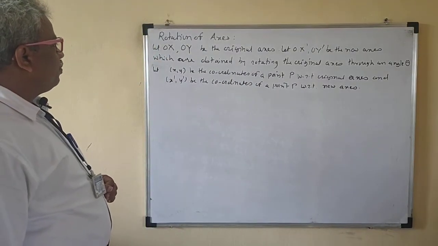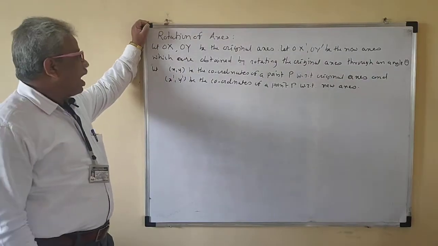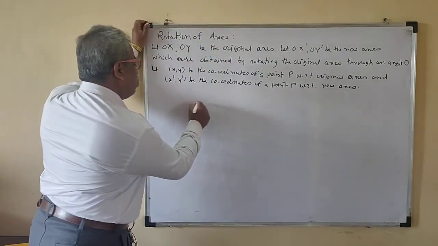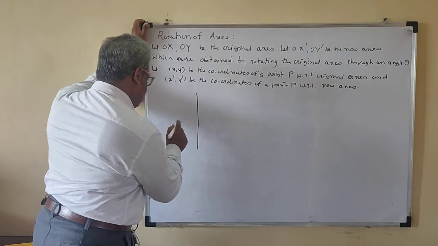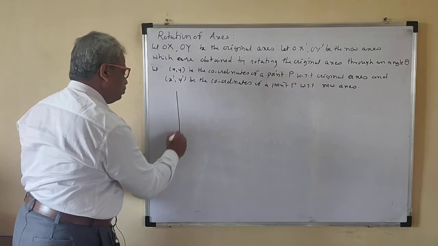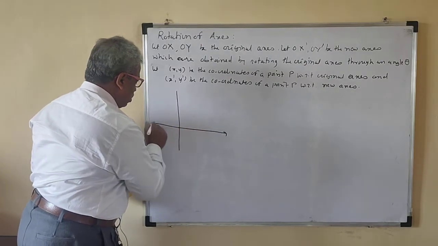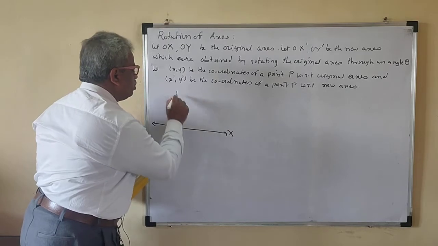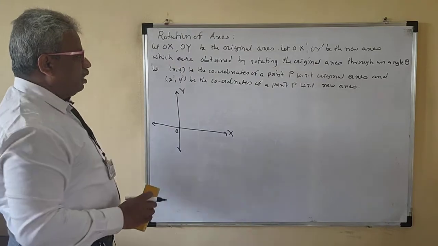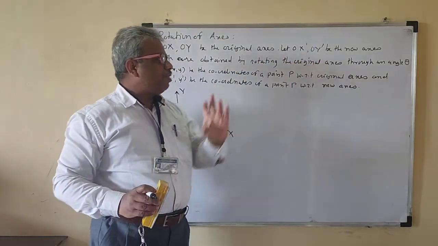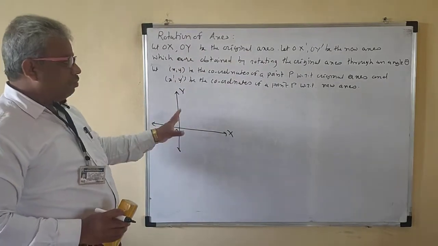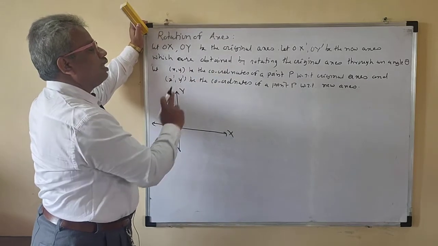Now today we'll see the next point: rotation of axis. Let OX and OY be the original axis. We'll draw this here so that we get enough space. Let OX prime, OY prime be the new axis. Rotation of the axis means we have to rotate the frame, which are obtained by rotating by the angle theta.